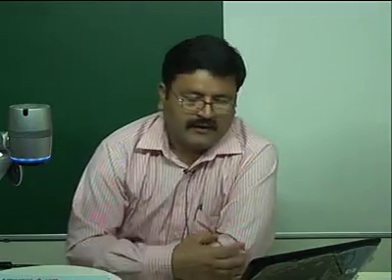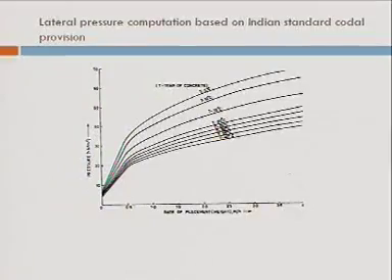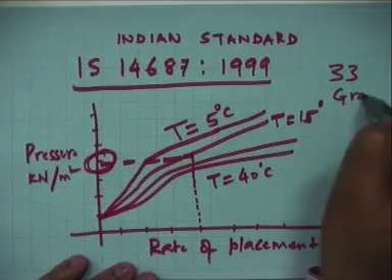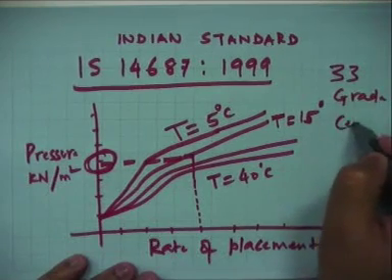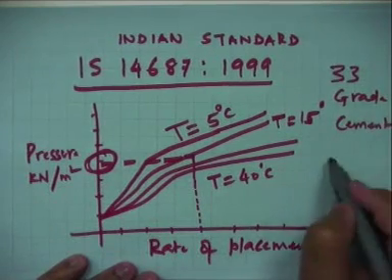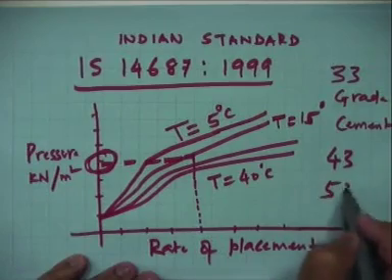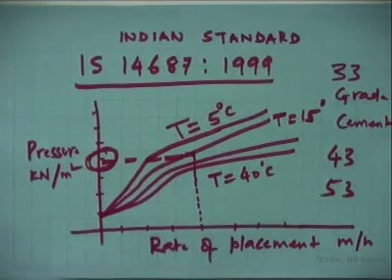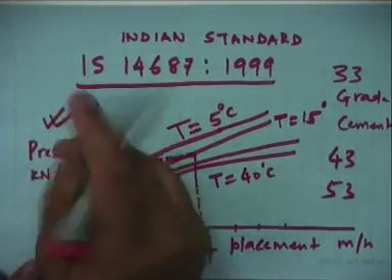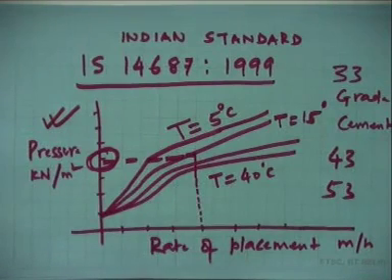Now these figures are for 33 grade cement. There are different grades of cement, 43, 53 and so on, right. The curve given in this IS code is for 33 grade cement, right.